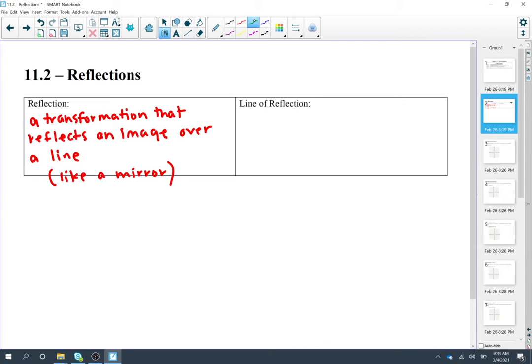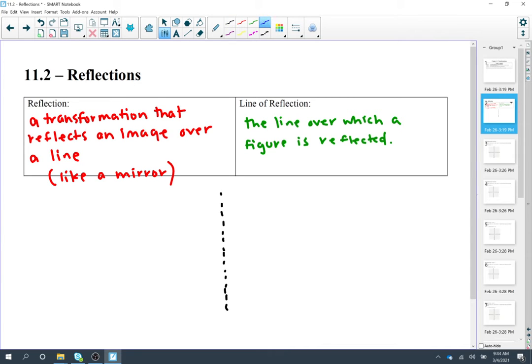Your line of reflection is the line over which a figure is reflected. So if I have a line of reflection, and then just very simply, let's say I have a line segment, and I'm going to take this line segment and I'm going to reflect it over this line. This point would kind of come over here. This point would kind of come the whole way out here, and my reflection would look something like that.